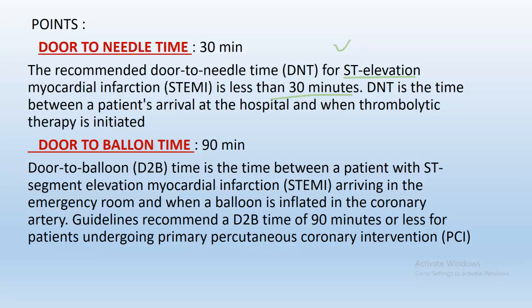As I told you, door to needle time is the time between a patient's arrival at the hospital and when thrombolytic therapy is initiated. Door to balloon time for PCI stent is 90 minutes. Door to balloon time is the time between a patient with ST elevation MI arriving in the emergency room and when the balloon is inflated in the coronary artery. The guidelines recommend that door to balloon time is 90 minutes or less for patients undergoing primary percutaneous coronary intervention.